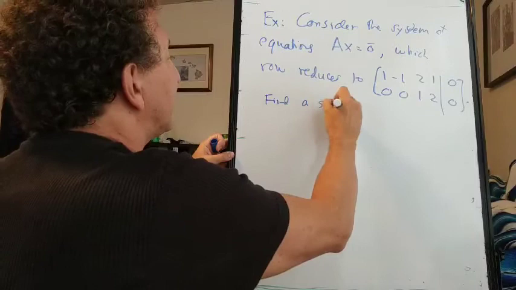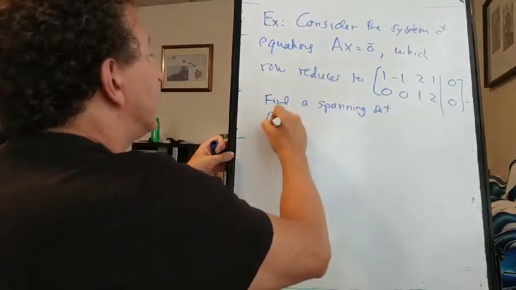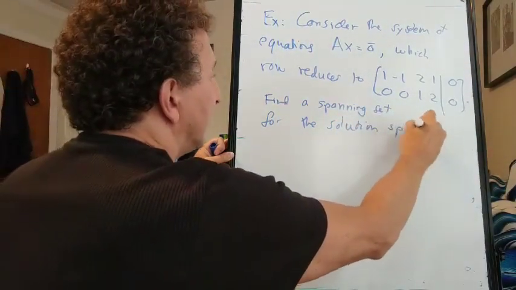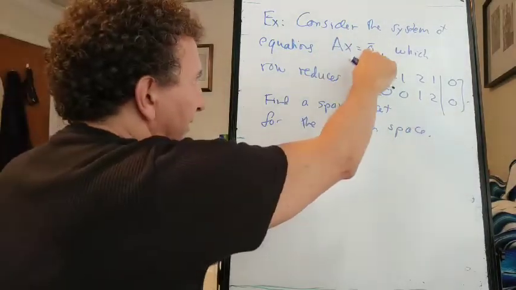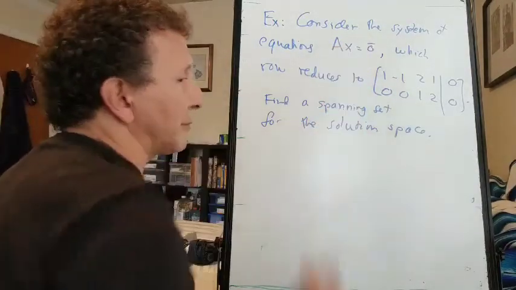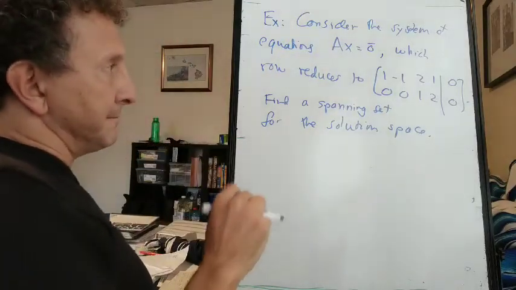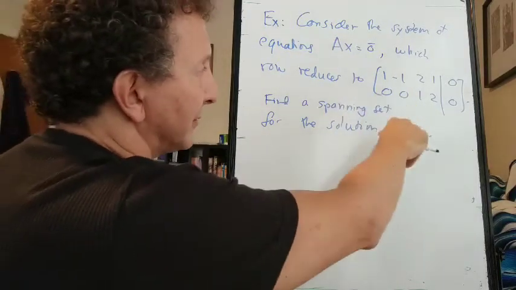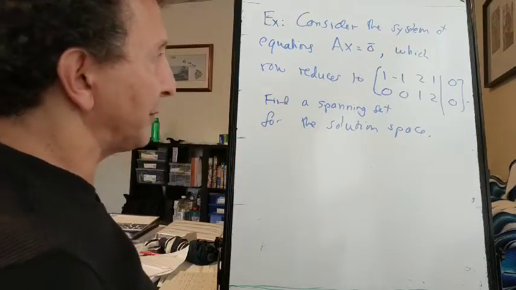Let's find a spanning set for the solution space. And we know that whenever we have a homogeneous system of equations, that is one that has 0 on the right-hand side, the solutions to the system form a vector space. So let's find a spanning set. Well, we don't have any multiples in here, and we don't have any freedom to write different coefficients here. But let's start finding out what the space is.